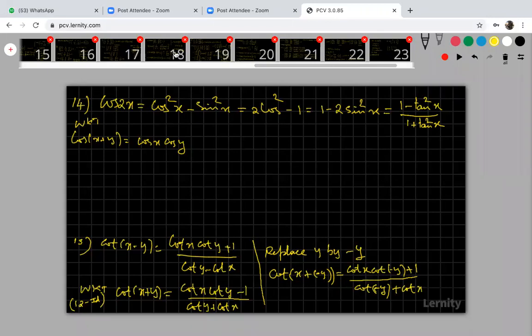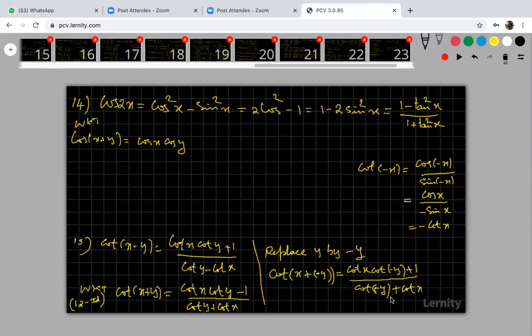I have already told you about cot of minus x. What is cot x? Cos x by sin x. That is cos of minus x divided by sin of minus x. What is cos of minus x? This is the second identity: cos of minus x is cos x. What is sin of minus x? It is minus sin x. This is the first identity. So therefore this is nothing but minus cot x. Look at that, cot of minus x is minus cot x. Therefore, cot of minus y is minus cot y. Here also cot of minus y is minus cot y.